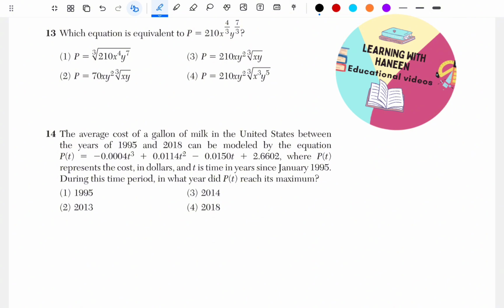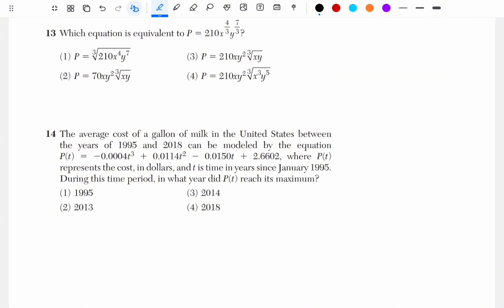With that being said, let's get started. So, question 13: this equation is equivalent to P equals 210 x^(4/3) y^(7/3). In order to begin this problem, there are two main rules we need to remember. We need to remember a^(b/c), right? This is going to be our root, and this is going to be our exponent or our power, if we write this in the root form.